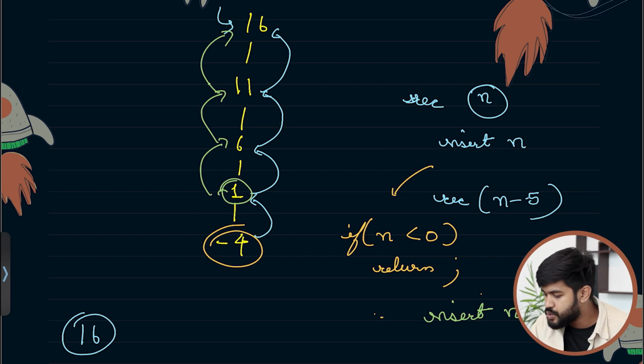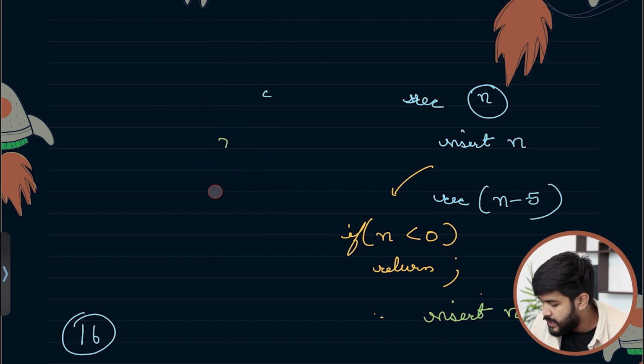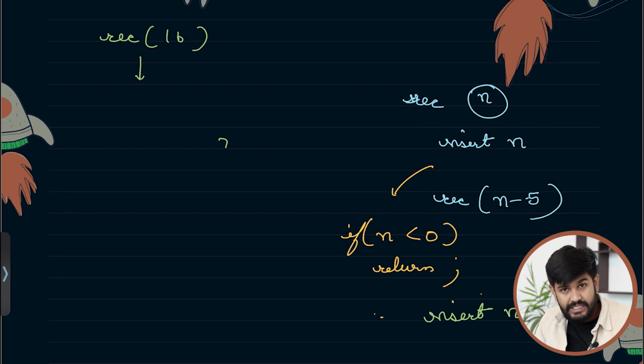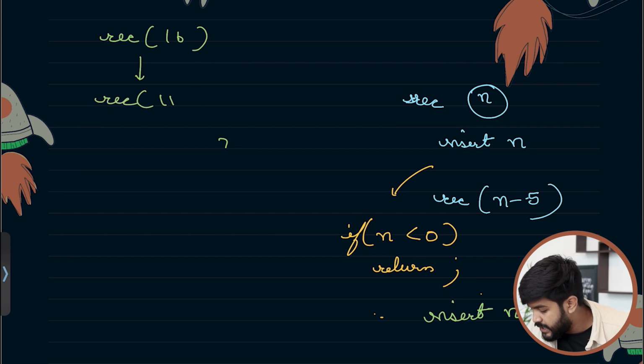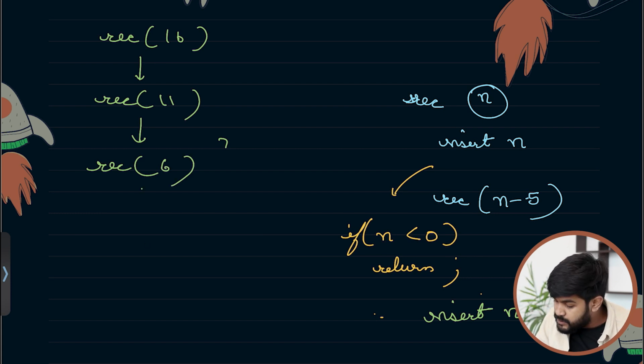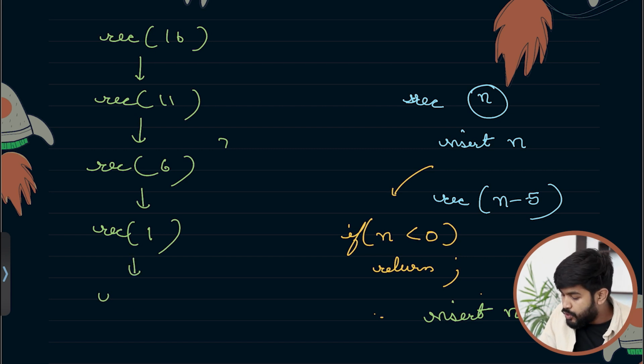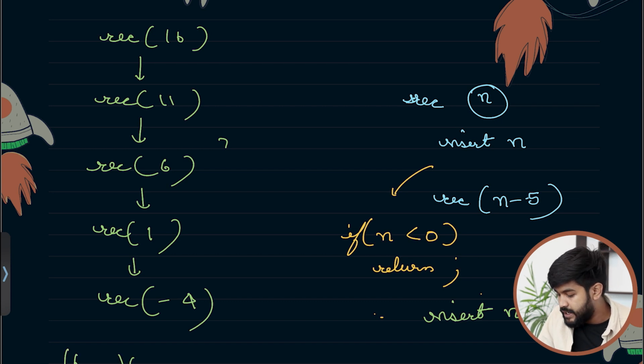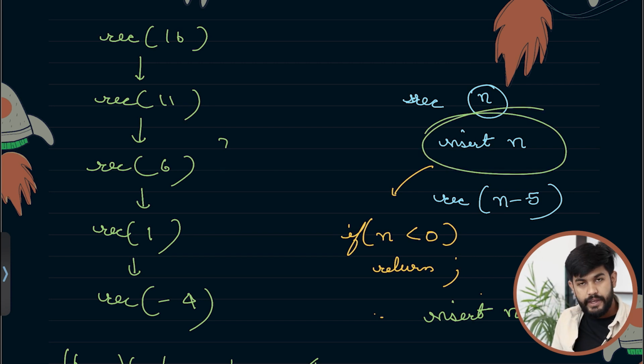Now let us visualize this again. First we would have rec of 16. This would first print, as it is not less than 0. So this would call rec of 11. Then this would call rec of 6, and then rec of 1. Again, this is greater than 0, so we would call rec of minus 4. So 16, 11, 6, 1, minus 4 would get printed from this statement.